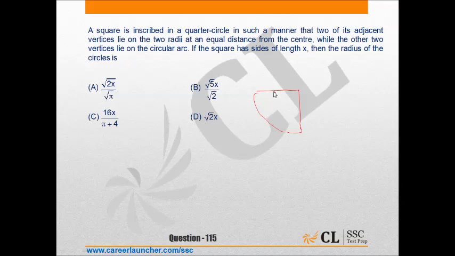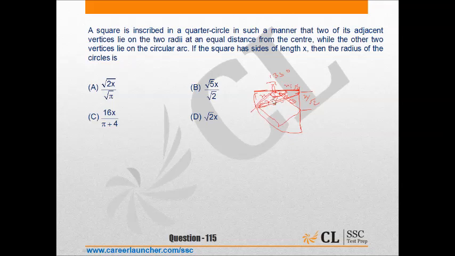This is a quarter of a circle and this is the square. I know that this side is x, this side is x, it's a square. And it is mentioned that this distance is equal to this distance. So this has to be x by root 2, this has to be x by root 2. Now to find the value of this entire radius, this entire angle is 135 degrees, right? I can draw a line from here joining here. This is 135 degrees. I have this side, and I have this as the radius and this side as x.